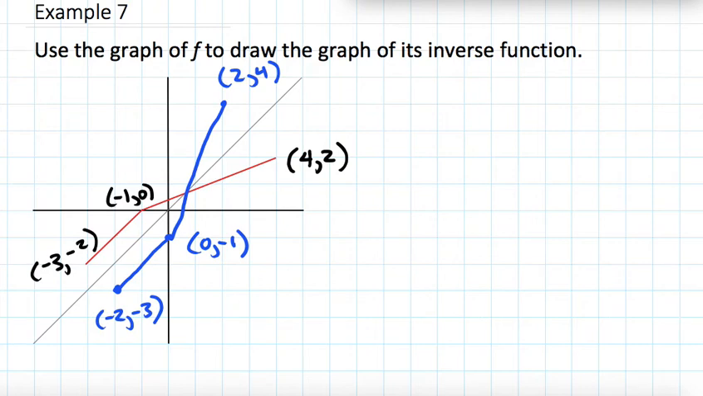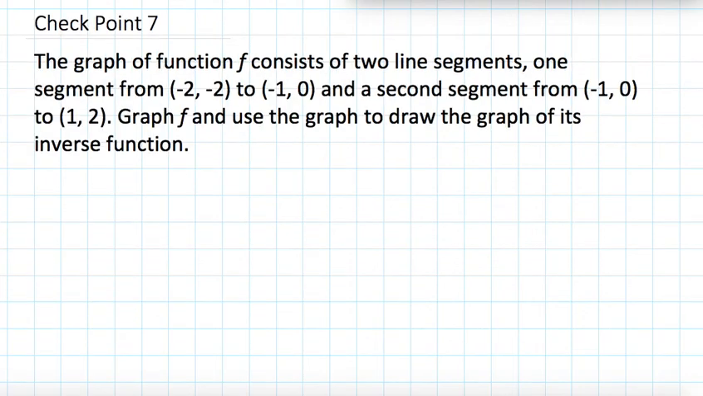So next you should do checkpoint problem number 7. This is similar, except now instead of giving you the graph, they're giving you the points to draw. So you have to draw the original function f with these 2 line segments and then use the coordinates to draw the inverse. And you'll see the answer to that in the notes. So do this in your notes, check your answer, and then move on to the homework.